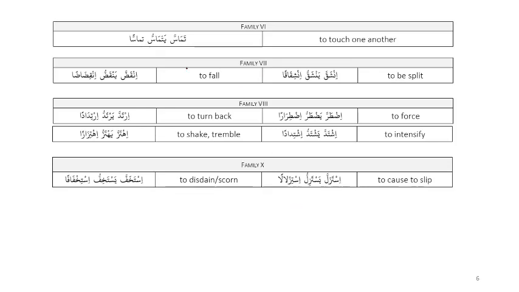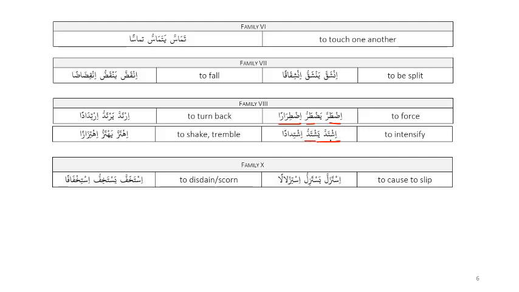Then we have family 6, tamasa, family 8, inshaqqa, yanshaqqu. This is infatara, yanfatiru, infitaran. And as we do this, one reason for doing this is it's a revision of your babs. Hopefully you go back and keep looking at the babs, and when you read the Quran, you also try and sort of decode which bab a given verb is associated with. Idtarra yadtarru idtirarun.